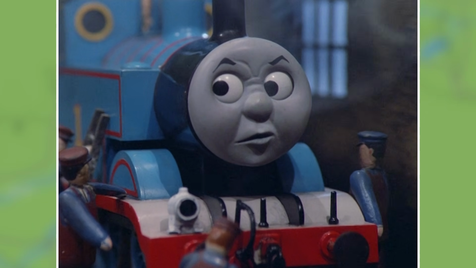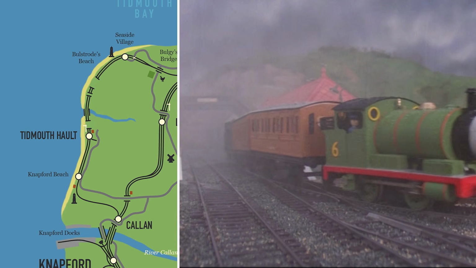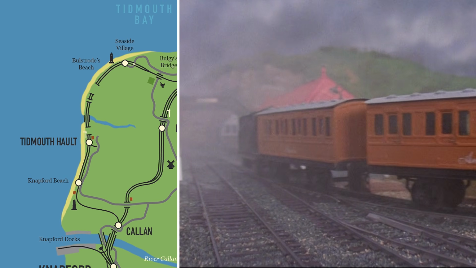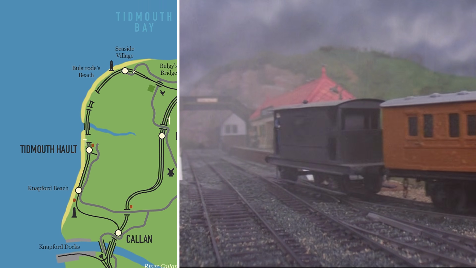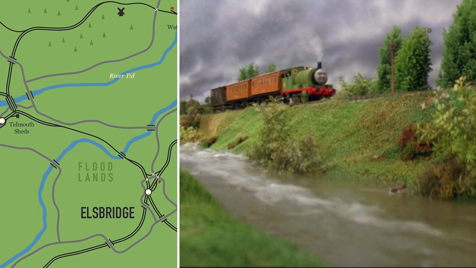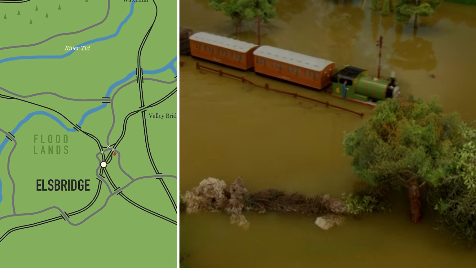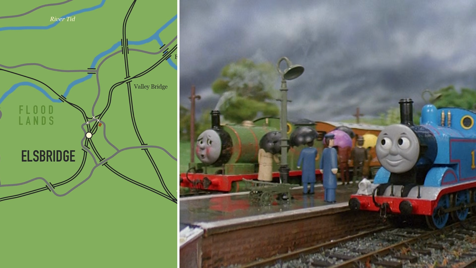that doesn't really matter. Percy's Promise. Percy departs Tidmouth Halt with Annie and Clarabelle, albeit in the wrong direction. He's going into the yards here. He travels through Tidmouth off screen, past the flower field, and through the floodlands, where he gets caught in a flood. He makes it through and rounds the bend into Elsbridge.